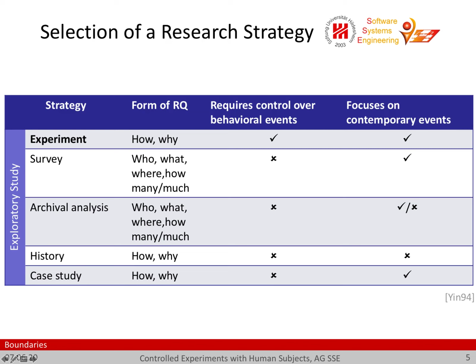Also, another characteristic is a focus on contemporary events. That means we do have the events as the experiment unfolds, which is also a precondition so we can control them. But that also means it's not a method with which we can go back in time and try to understand what happened back then under certain circumstances. For that, you have other types of techniques like archive analysis or historical analysis, etc.